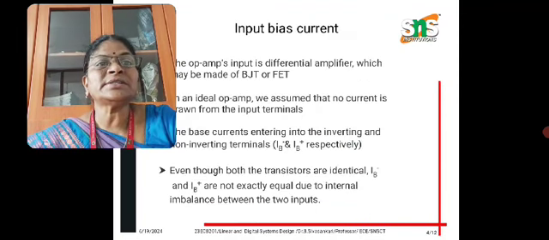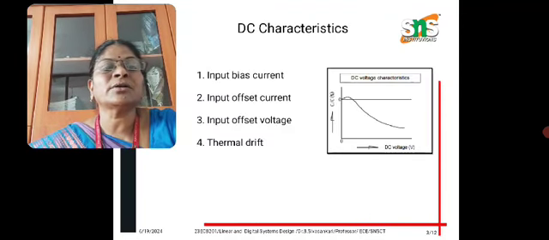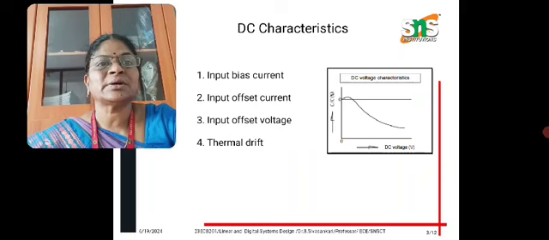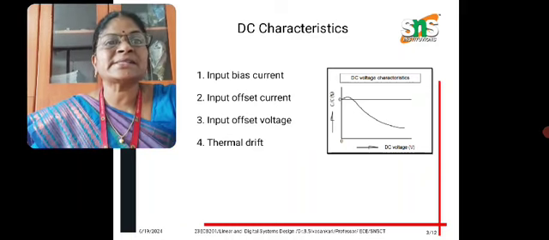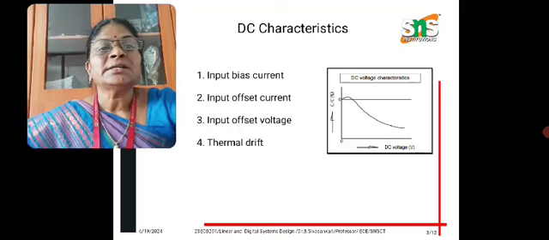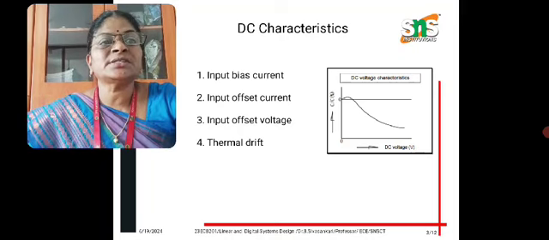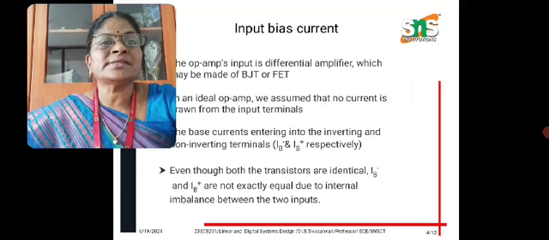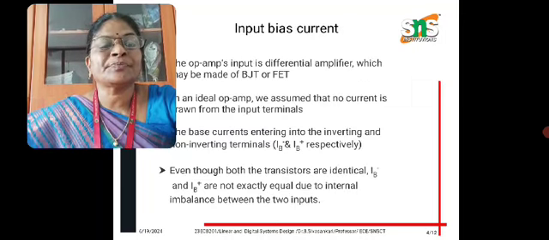So what are all the DC characteristics here? There are four characteristics. One is input bias current, second is input offset current, third is input offset voltage, and fourth is thermal drift. So the first one is input bias current.